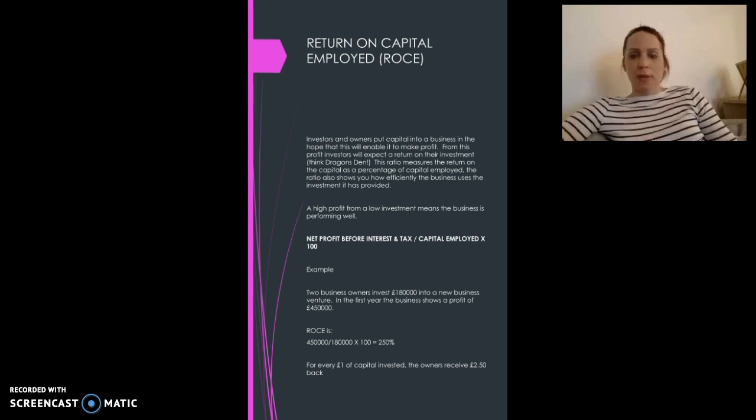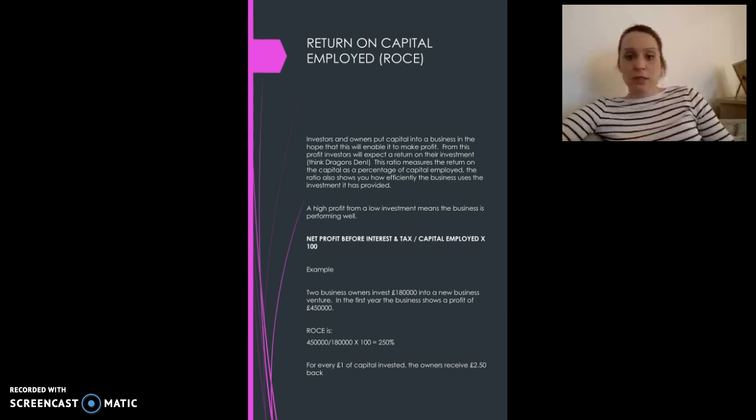Now, return on capital employed, or ROCE, is where your investors, or yourself perhaps, have put capital into the business at the start to produce some cash flow to get the business moving, and you're hoping that that money is going to enable your business to make a profit. So from this profit, of course, investors are going to expect a return on their investment. If you have ever watched programs like Dragon's Den, this is the accountancy ratio that they often use to work out whether the percentage they're expecting to receive if they sign the deal is actually worth it in terms of the amount they're putting in.